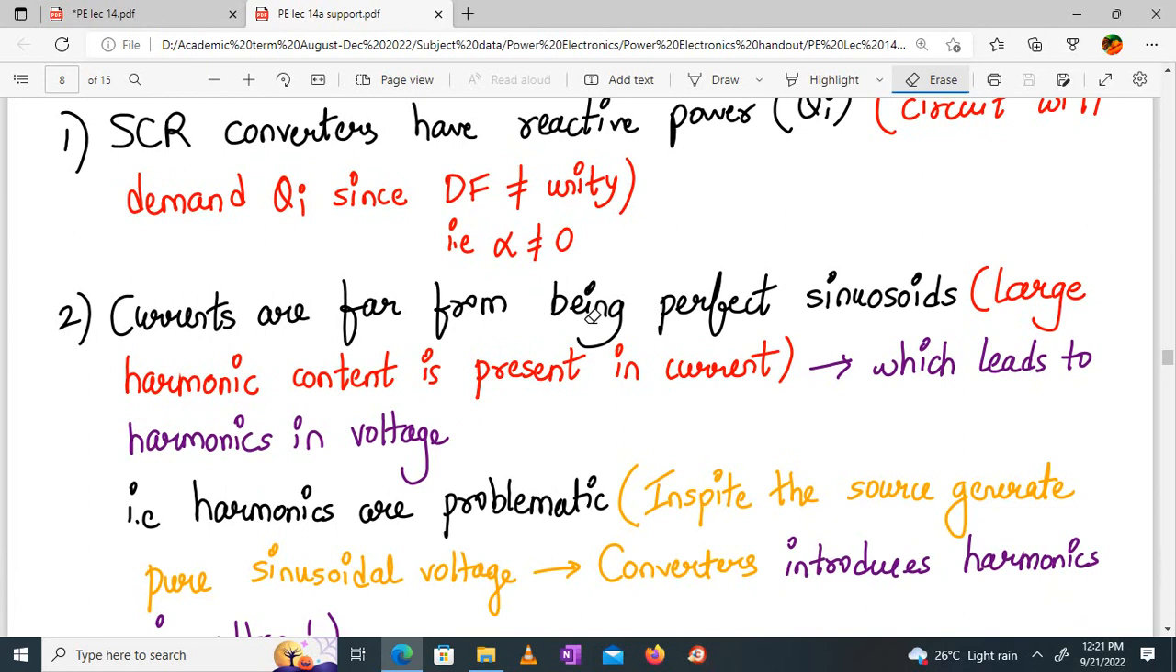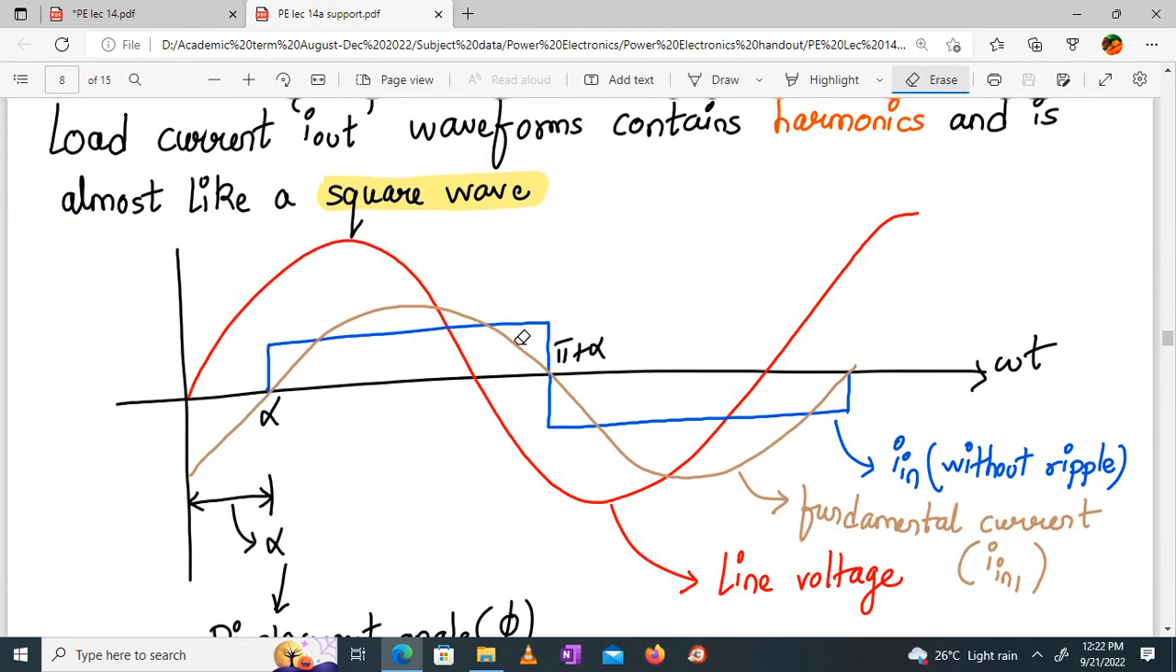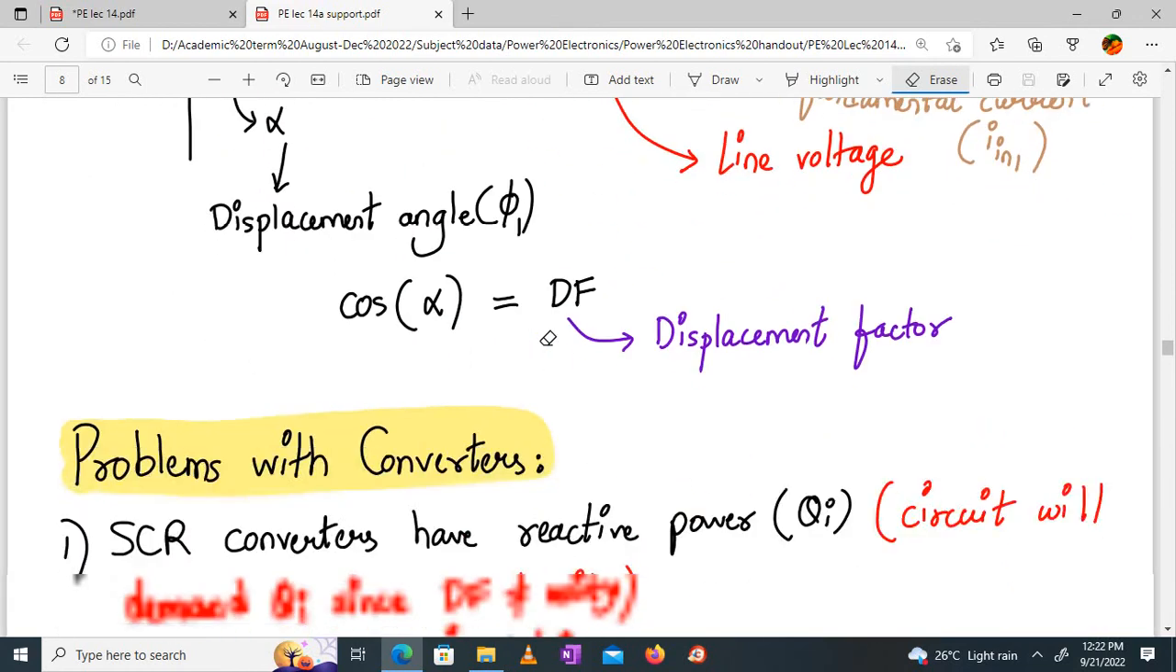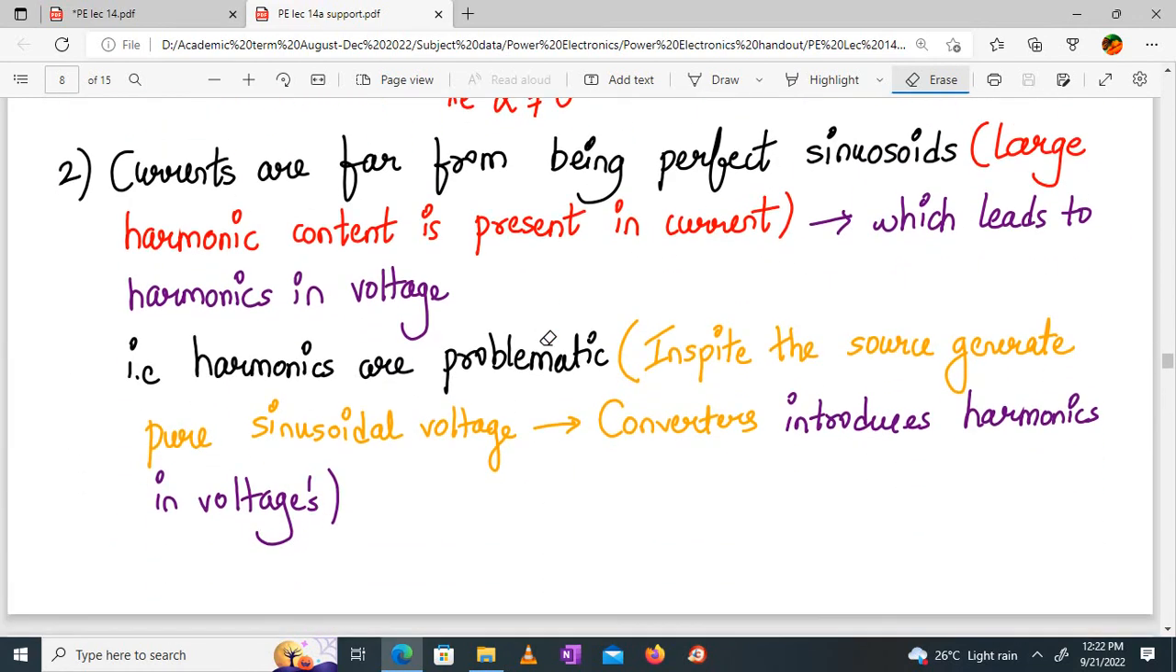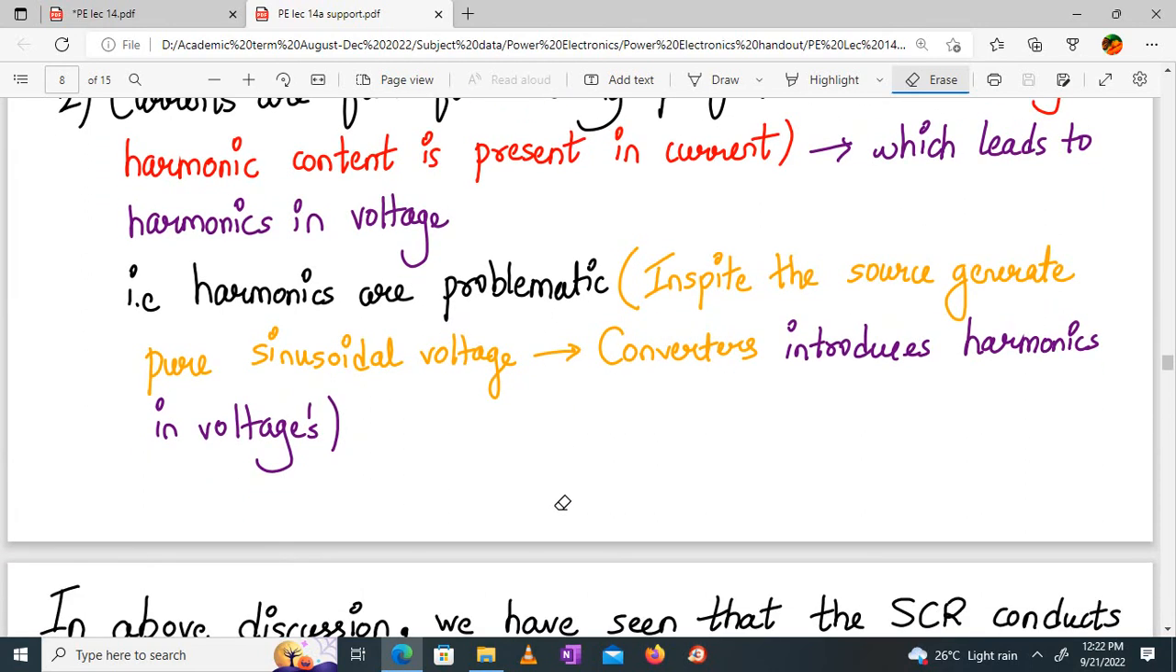The currents are far from being perfect sinusoids because of the large harmonic content present over here, as you have seen, right? So this will lead to harmonics in voltage also, and harmonics are problematic. So a pure sinusoid expected at the input will be like a harmonic wave, I don't know what wave, which will not be good for the load, which is a motor. The motor is expecting sinusoidal, but you are giving harmonic voltage. It will not function properly.